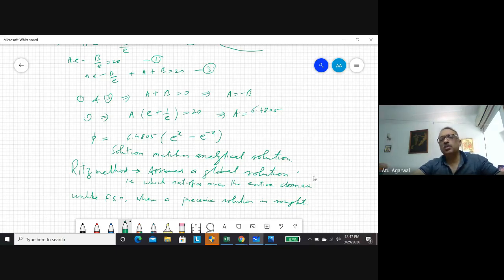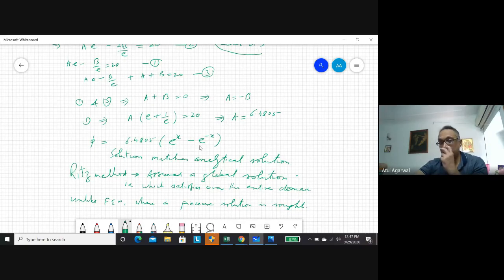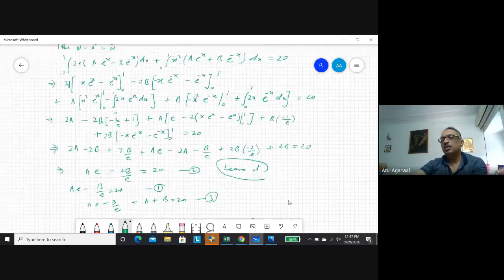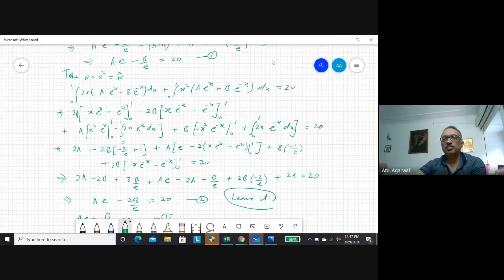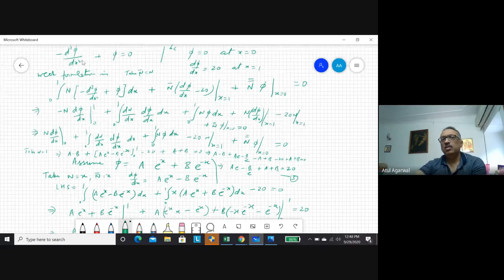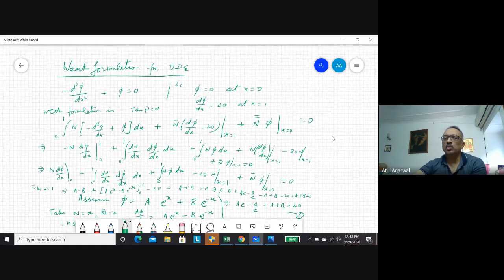We have assumed a global solution which satisfies over the entire domain, while in FEM, we assume a piecewise solution. We find a piecewise solution. So you see, we had found this as the exact answer also. So using this approach, we can reach an exact answer if our initially chosen solution has the terms from the analytical solution, and we can find the constants involved. It's a differential equation of second order, you see. So it has to have only two unknowns, which are found by the boundary conditions.